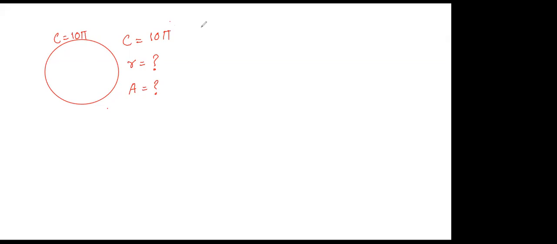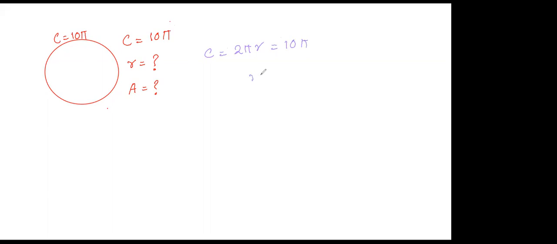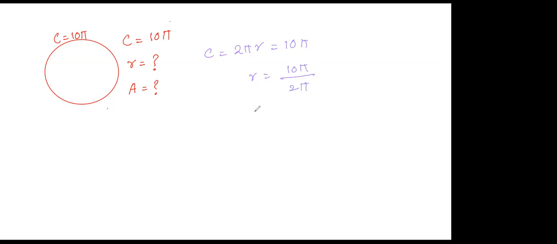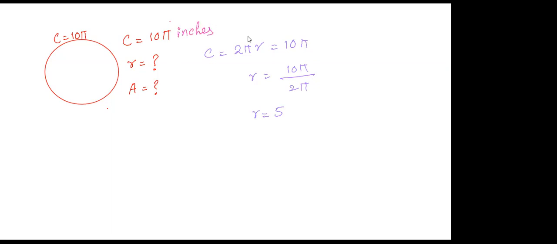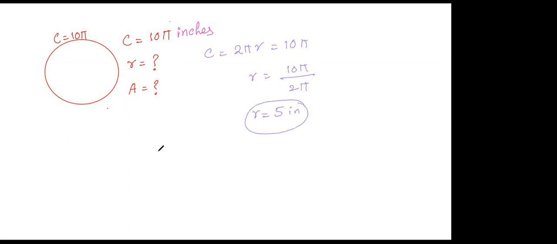The circumference is 2 pi r. So 10 pi divided by 2 pi, you mean to say? Yeah. Okay. So the value of the radius is 5. The unit is not given, so let me add the unit as inches. So 5 inches. Can you please tell me the area then? Pi r squared. So 25 pi.